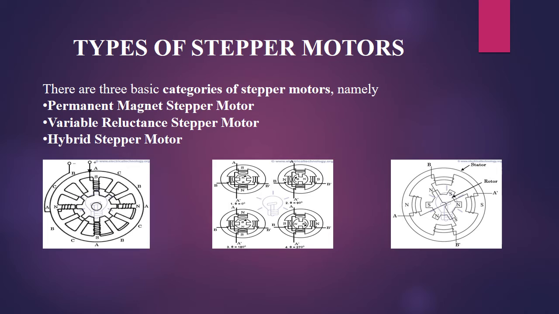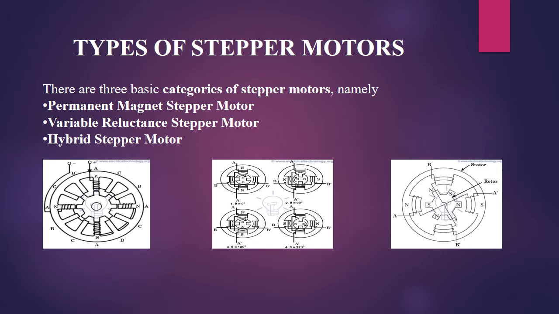Next, we are going to see about the variable reluctance stepper motor. The variable reluctance stepper motor consists of stator and rotor. The stator windings are wound on the stator poles. The rotor carries no windings. So, the rotor poles are of ferromagnetic material and the rotor is salient pole type. This stepper motor is called a variable reluctance motor because the reluctance of the magnetic circuit formed by the rotor and stator teeth varies with the angular positions of the rotor.